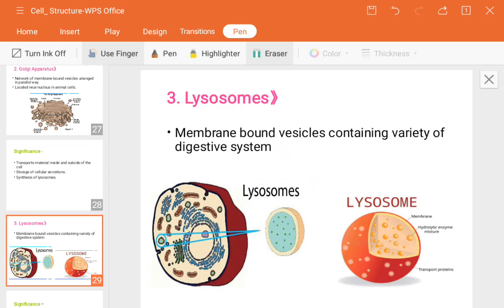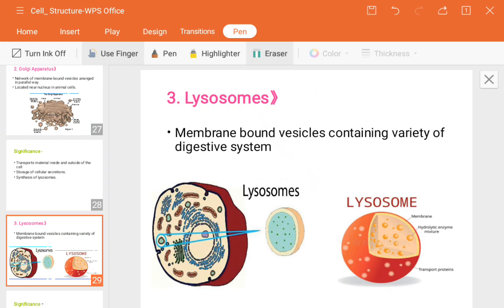Next, the lysosomes. A lysosome is synthesized or produced from the vesicles of the Golgi apparatus, spherical and round in shape, as we have just seen. They are membrane-bound vesicles containing a variety of digestive enzymes. So what is the main role of the lysosome? You can see it's a spherical structure with a hollow inside, and they act as a storage organelle, having their own digestive enzymes.